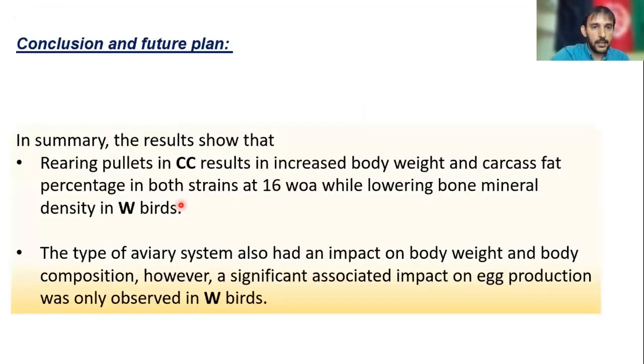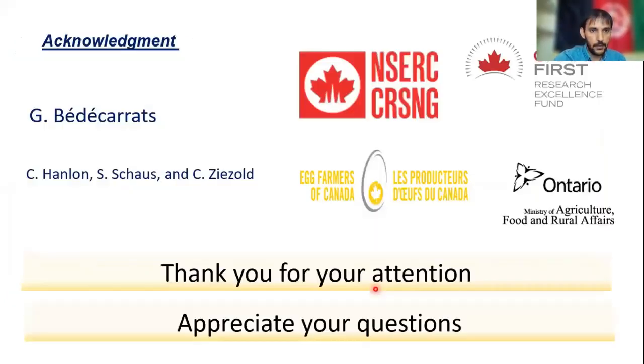So the results of my study indicate that rearing pullets in conventional cages results in increased body weight and carcass fat percentage in both strains at 16 weeks of age, while it lowered bone mineral content and bone mineral density, particularly in white birds. The type of aviary system also had an impact on body weight and body composition of the birds. However, a significant associated impact on egg production was only observed in white birds.